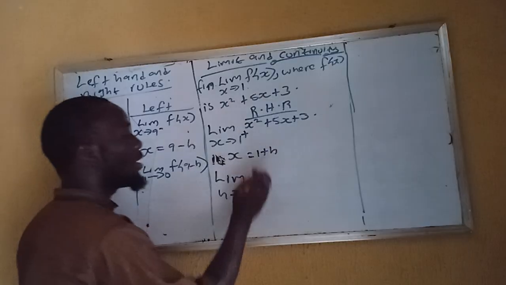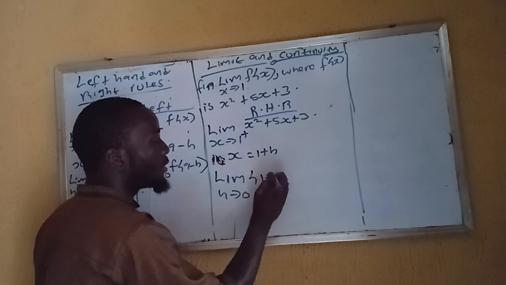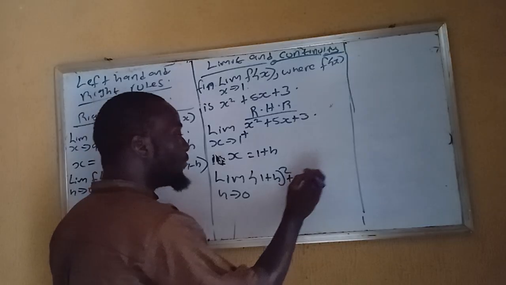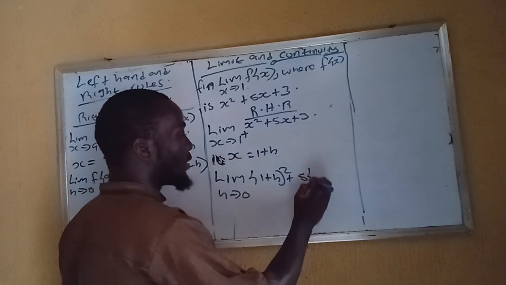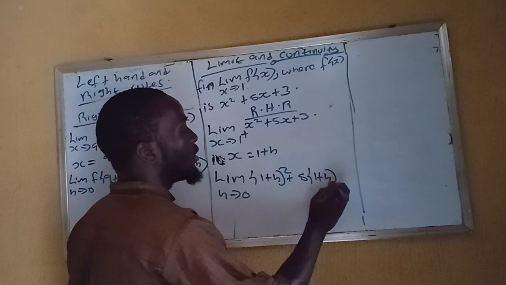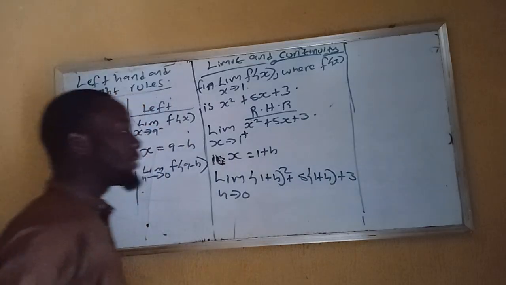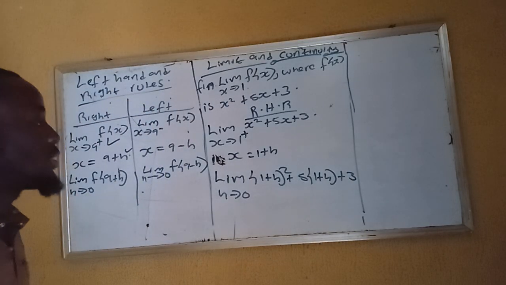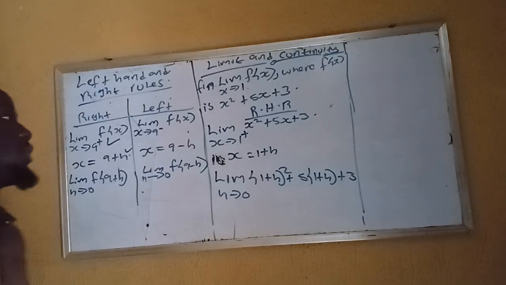So I have x squared. First I'll be putting 1 plus h all squared. Are you getting it like that? Plus 5x. Instead of 5x, I'll now be putting 5 times 1 plus h, plus 3. Now that's the final step. What remains is for you to simplify.